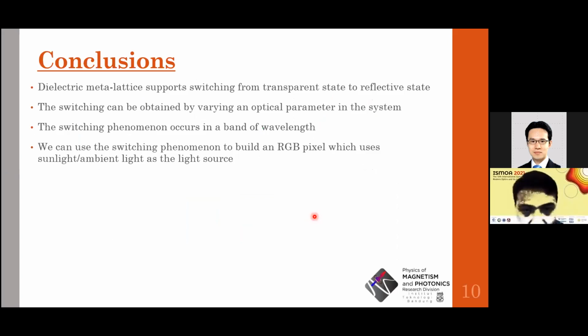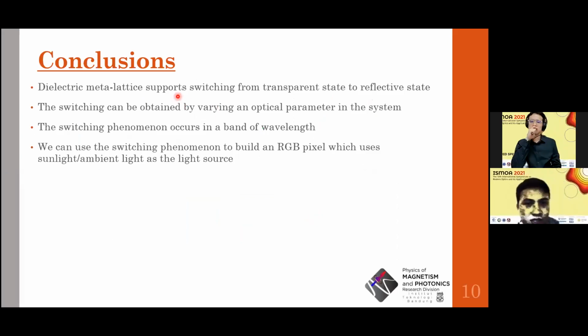We can make some conclusions from the research. First of all, the dielectric metal lattice system can support switching from transparent state to reflective state. Secondly, the switching can be obtained by varying an optical parameter, the refractive index in the system. Third, the switching phenomenon occurs in a band of wavelength, not only at a singular wavelength. And last, we can use the switching phenomenon to build an RGB pixel, which uses the sunlight or ambient light as the light source.